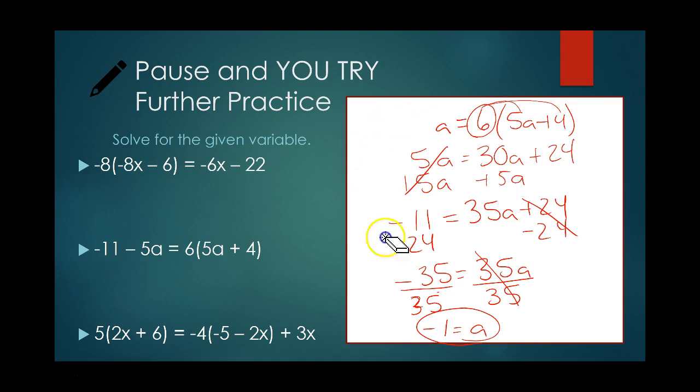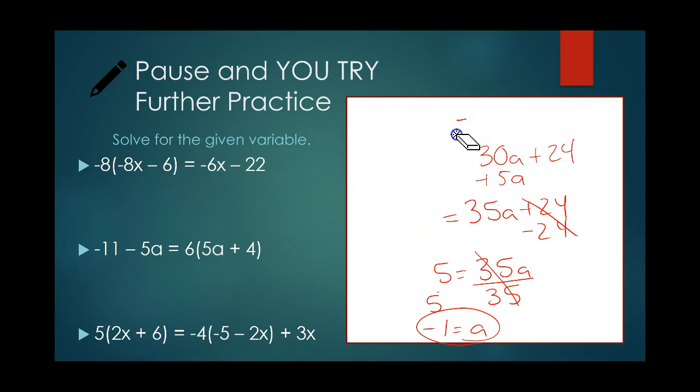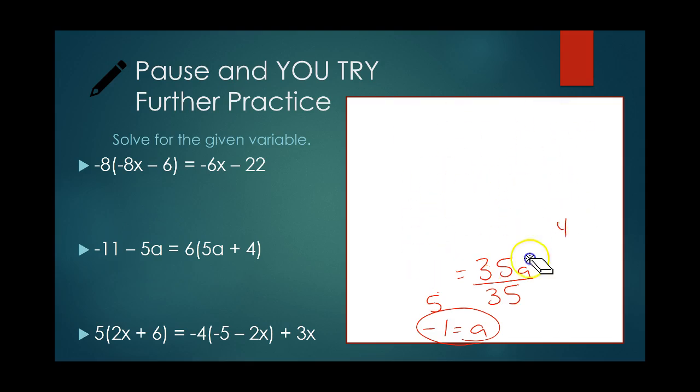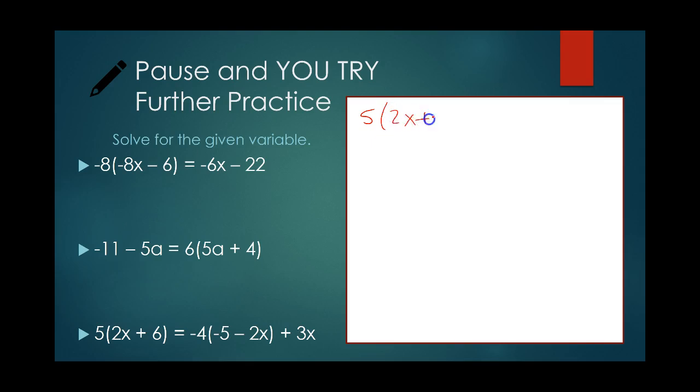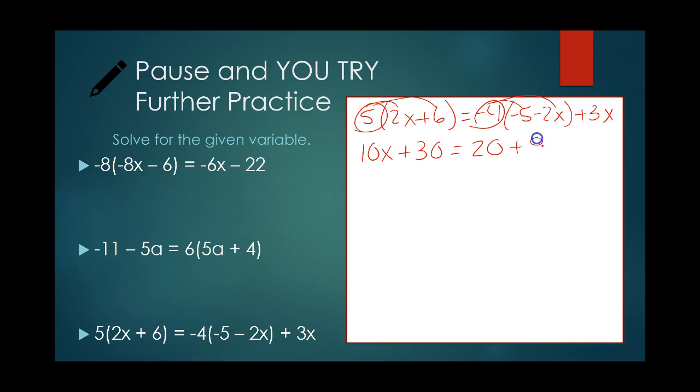Okay. All right, and the last one. See how you did. This one had some double distribution and some combining like terms. So quite a few steps on this one. Give myself plenty of room to do the work. All right, so I'm going to go ahead and distribute both of these in my first step. That would have given you 10x plus 30 on the left. This would have given you a positive 20 plus 8x, and then drop that 3x down.